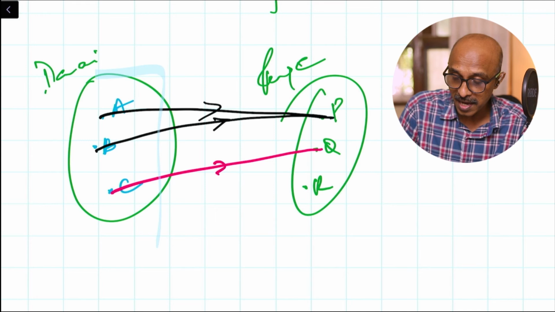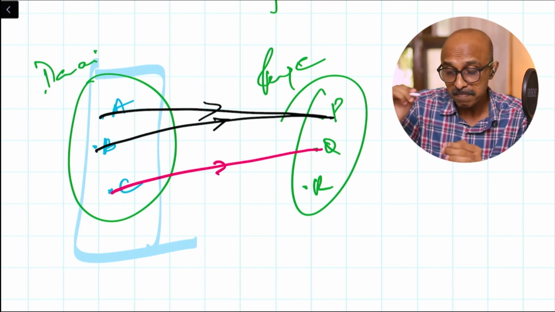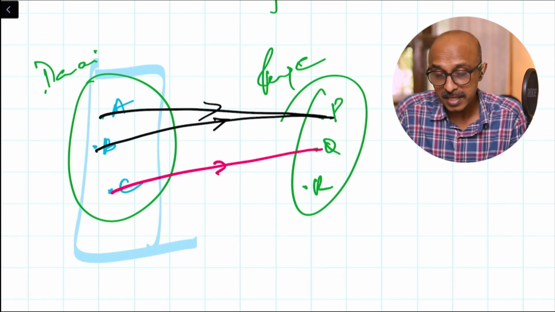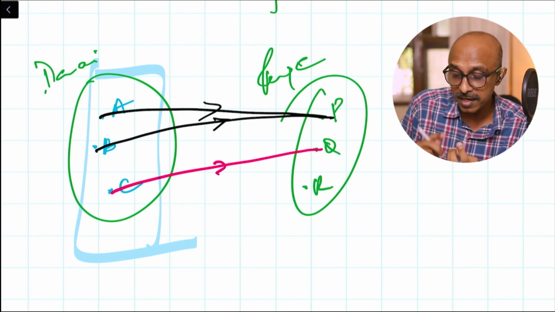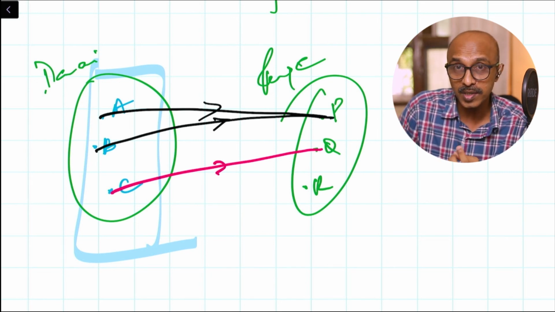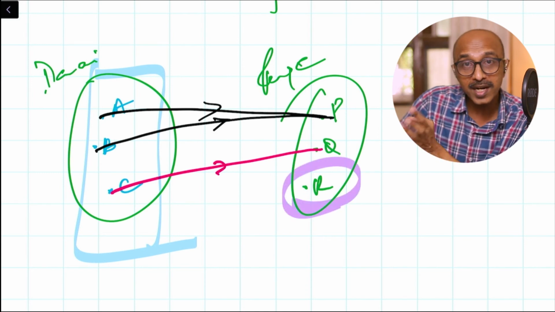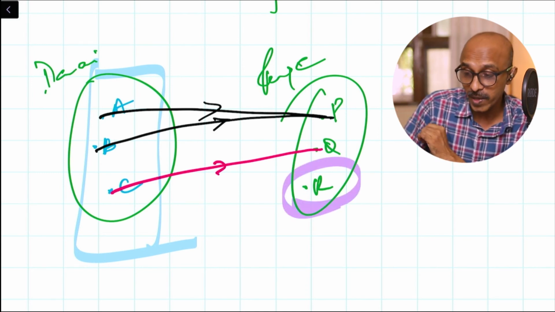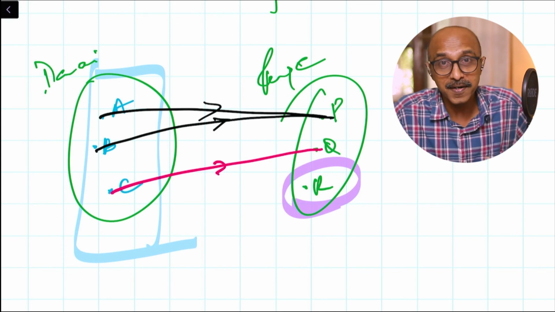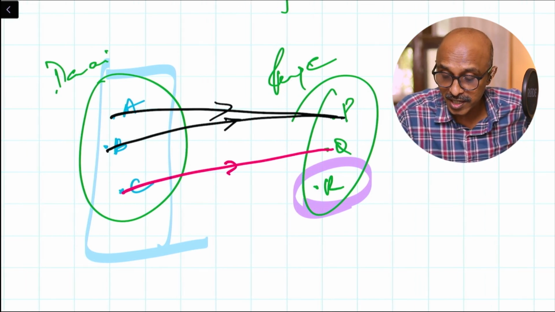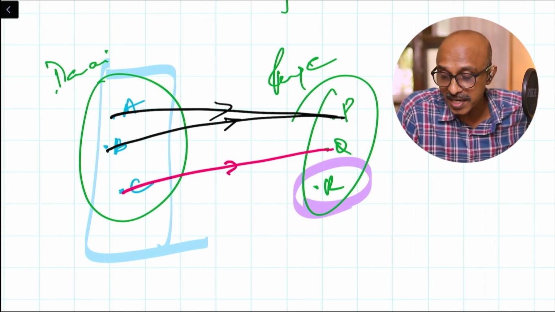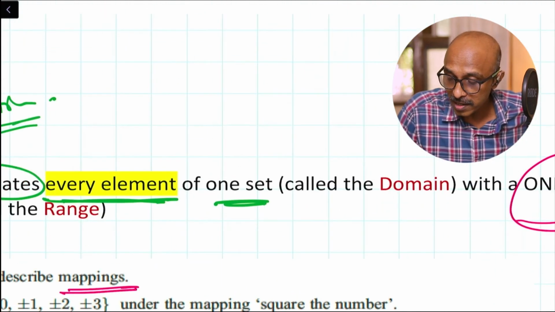Every element of the domain: A is mapped to P. B is also mapped to P. But the third element, there are only 3 elements in the domain, the third element, C, is mapped to Q. It is a function. And you might be wondering, what about this guy, R? There's one element in the range that's left out. Well, it is still a function. According to the definition, it's every element of the domain being mapped to one element of the range.